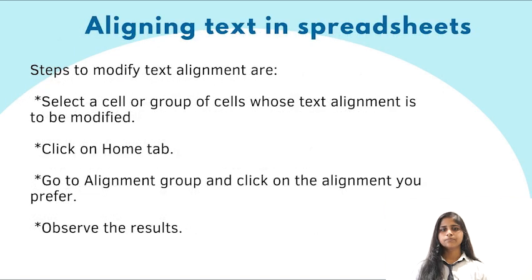Coming to the next one, the steps which we can use to modify alignment. These are: we have to select a cell or group of cells whose text alignment is to be modified. Then we have to click on the Home tab. Then we have to go to the Alignment group and click on the alignment we prefer. Then we have to observe the results.